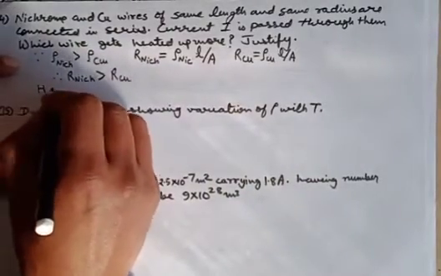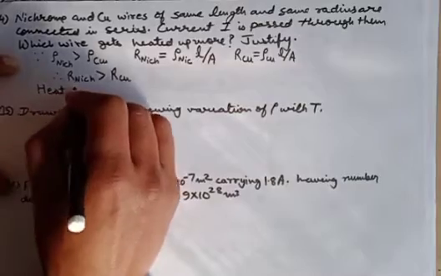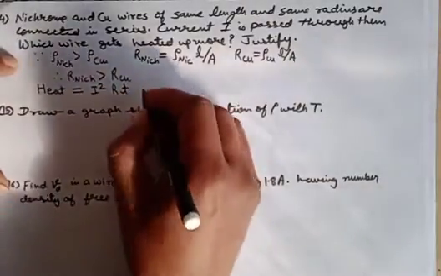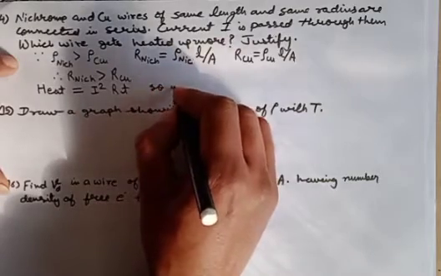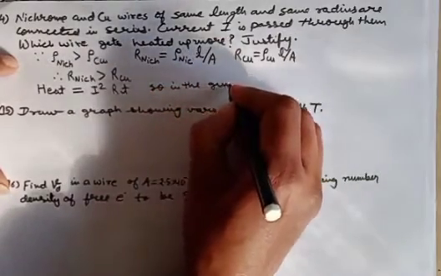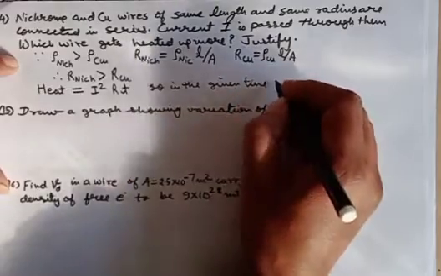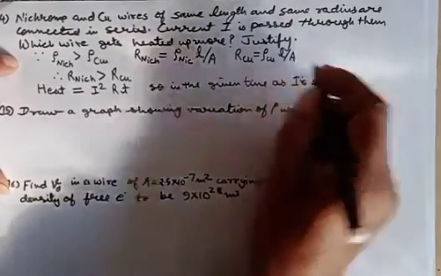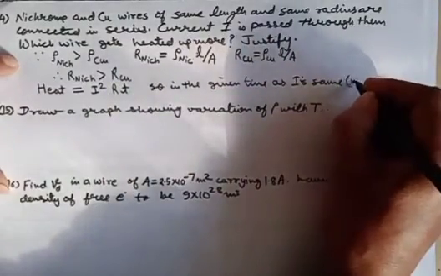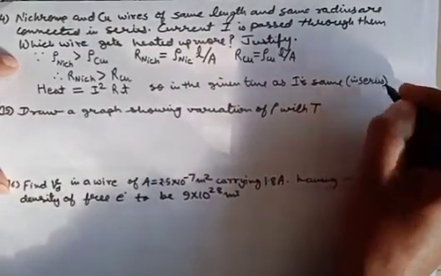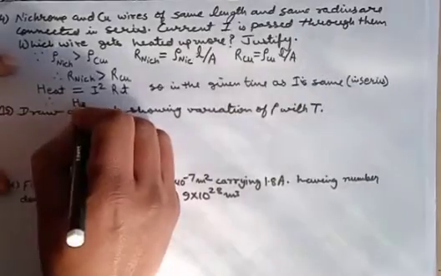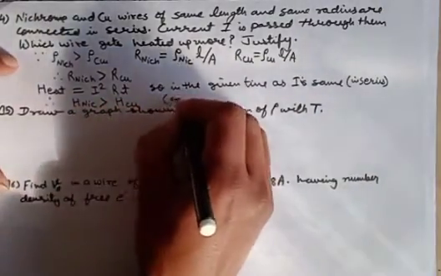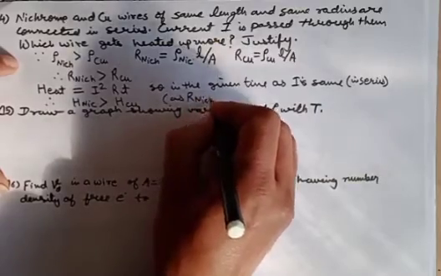Now again, heat energy is equal to I squared R T. So in the given time, as I is same in series, heat in nichrome will be greater than heat in copper, as resistance of nichrome is greater than resistance of copper.